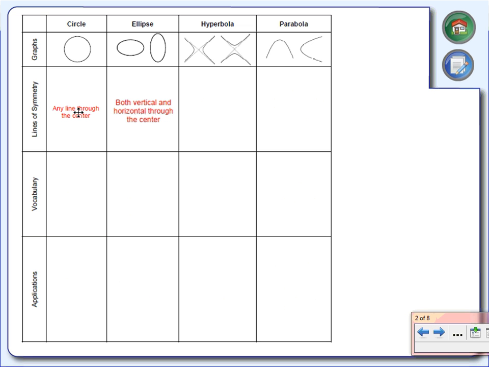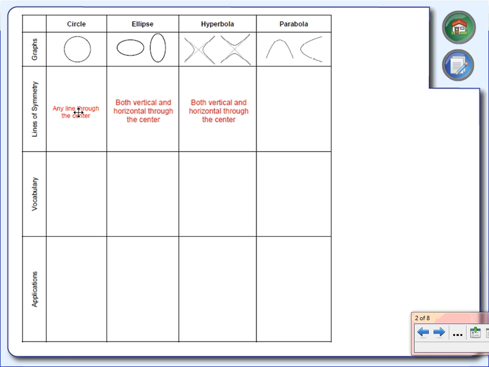Our hyperbola is also going to have two lines of symmetry. It's going to have a vertical and a horizontal as well. And it's also going to go through the center. So ellipse and hyperbolas have two lines of symmetry, vertical and horizontal. Both go through the center.